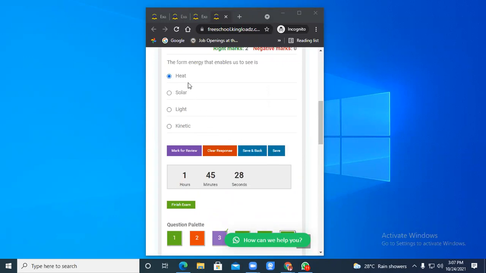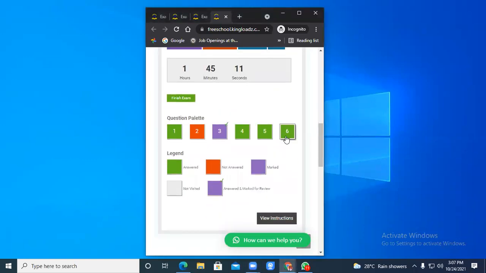But if this question was number 2, then you have to click on save and move to the next. Or if it is the last, you click save. So I save, because I've answered it, I save like that. So when I click save, it will appear green, something like that.